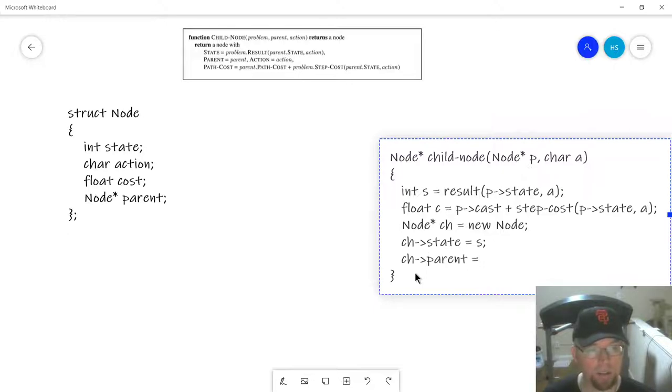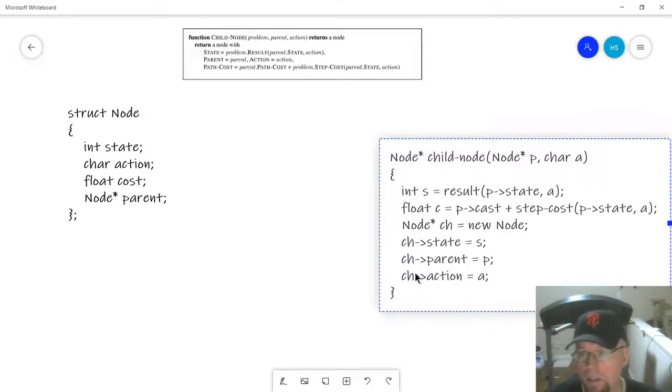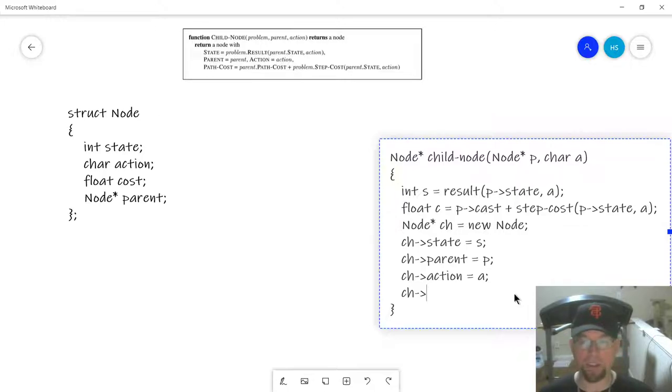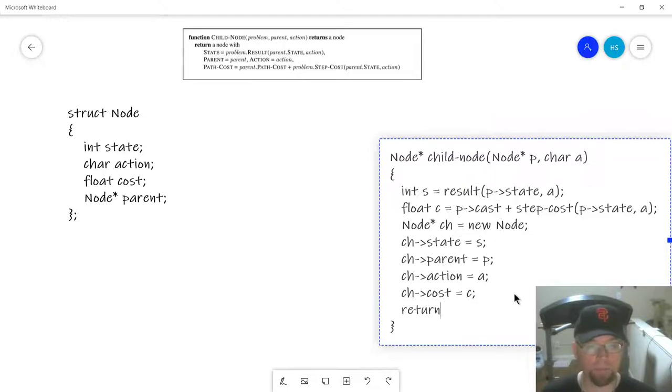Memory address of its parent is P. And then what else? The action that's caused it to get generated. Action equals A. Is that everything? So state, action. We got to store its cost too. Almost forgot that. Child, the path cost: the cumulative path cost to get to this child node from the root node, from the start state node. Okay. Cost equals C. And then what? Return the child.